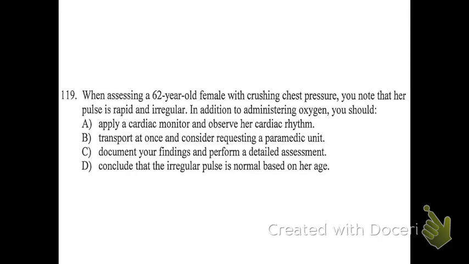And then D, conclude that the irregular pulse is normal based on her age. Should you ever make blanket assumptions like that? That, oh, well, that's just normal for her because she's old, or because she's diabetic or pregnant or anything. Should you just assume that something is normal for a certain patient without verifying it? No. Every patient does have their own version of what's normal. Every patient has their own typical blood pressure and things like that. But you can't just assume that, oh, she's old and that's why she's messed up. So definitely not D. The only really good choice here is B.